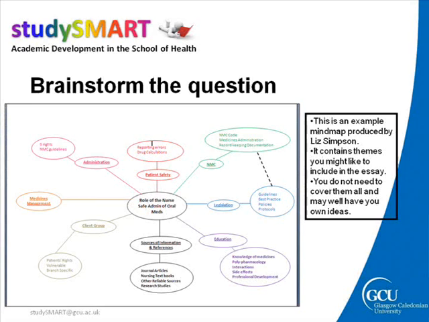During the analysis stage of the essay writing process, it can be really useful to brainstorm the question. Sit and think about all of the things that occur to you, the themes that might come up and that you might like to research, and then you can think about ways in which they'll fit together. Mind mapping is a really good way of doing this. Liz Simpson's produced a mind map for this particular question, and again it shows you the kind of themes that you should cover. You don't need to cover them all, and you might come up with your own, but again it's a good place to start.